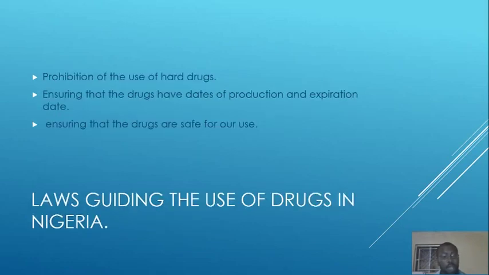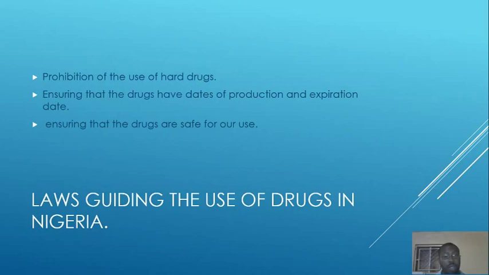Now, let us look at the laws guiding the use of drugs in Nigeria. Number 1, prohibition of the use of hard drugs. Yes, so one of the laws is that the use of hard drugs is not allowed. You can see anybody caught with cocaine, heroin, marijuana would be arrested. So that is one of the laws guiding us on the use of drugs, prohibiting the use of hard drugs.